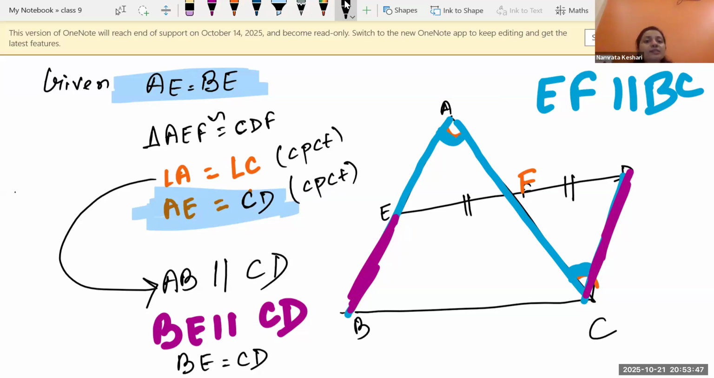It only happens in a parallelogram, even though we don't have any information regarding the other pair of sides. If only these two purple ones, BE and CD, are parallel as well as equal, it has to be a parallelogram. Confidently we can write over here that BE is parallel to CD and BE is equal to CD. That means BEDC is a parallelogram. Making sense?